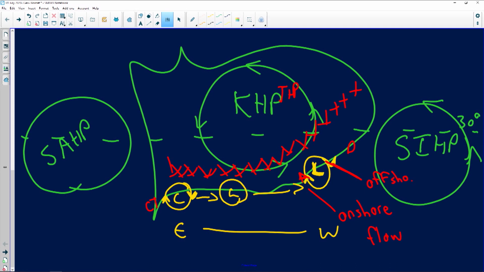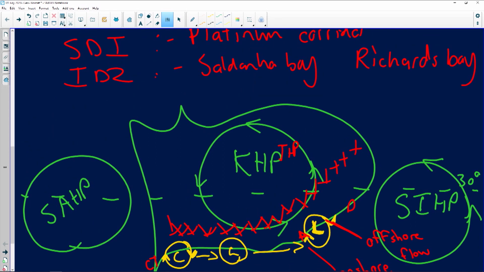Offshore flow. Okay, because where's the air coming from? Because of the clockwise circulation in this low pressure system, it goes inland towards the coast. Now that's a coastal low pressure, like the name indicates.